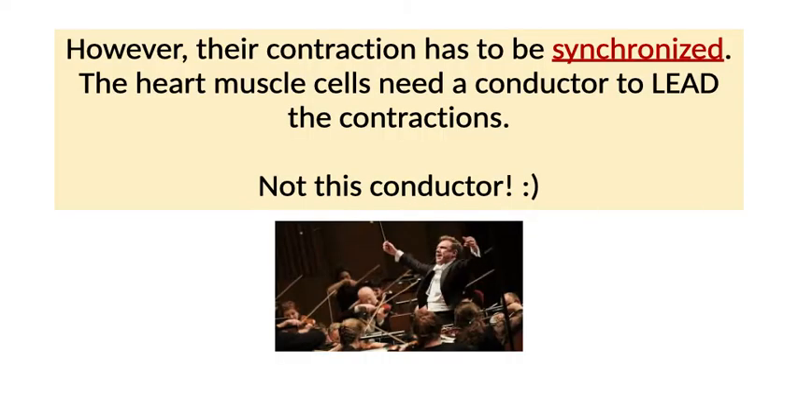However, the contractions of those cells need to be synchronized. It cannot be just like the speed becomes so random, but it has to be synchronized. You have learned that the atria has to contract first before later on continued by the contraction of the ventricle. So that's why the heart muscle cells need a conductor to lead the contractions, right? But I'm not talking about this kind of conductor, right?